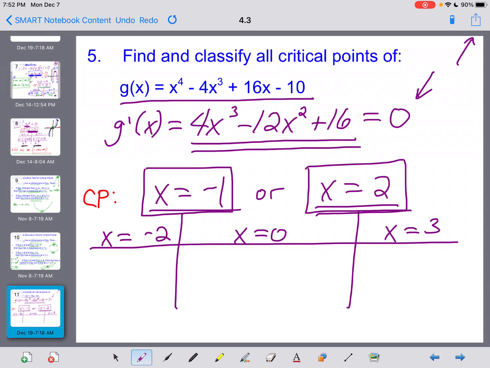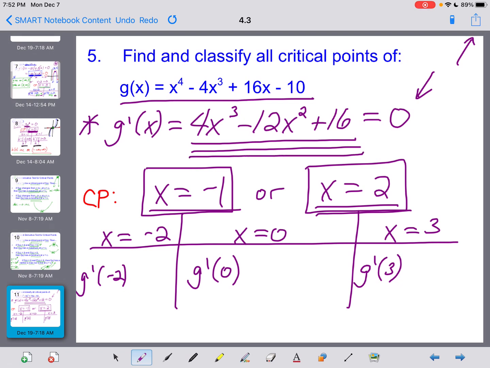And since we're interested in behavior now, we're going to plug these test values into the derivative. So we're going to evaluate g prime of -2. We're going to do g prime of 0 and g prime of 3. And unfortunately, you guys, since I didn't factor this thing by hand, I actually have to go to the messy expanded expression here and plug these numbers in. But I feel like I can do this without a calculator. All right, let's plug in the -2.